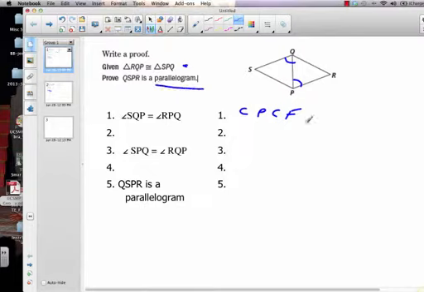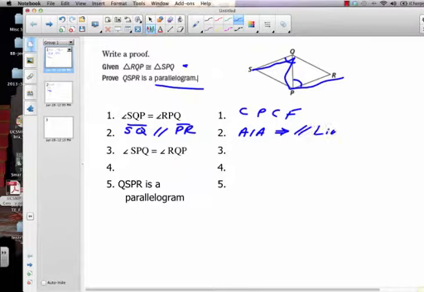Okay, so we want to prove it's a parallelogram, we need some parallel sides. And so we can draw our little Z on here. Oh boy, terrible. But there's our Z theorem, and that tells us then that side SQ has to be parallel to PR, because those are alternate interior angles. And so in this case, we're starting with the angles congruent, and we're concluding that the lines are parallel.